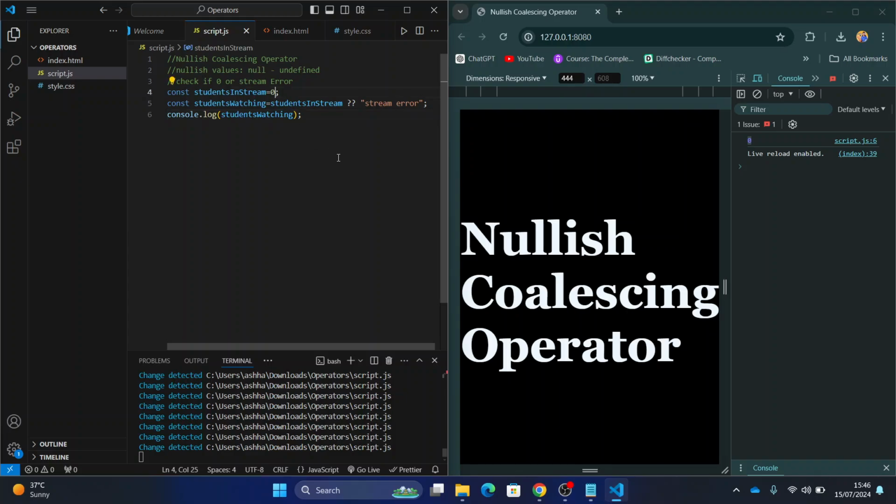Now let's say that there is a stream error and now our students in stream are null. That does mean that now here in this line there is short circuiting, and by short circuiting it will be returning the right hand side operand value, which is stream error. If there was undefined, now here the case is the same because undefined is also a nullish value.